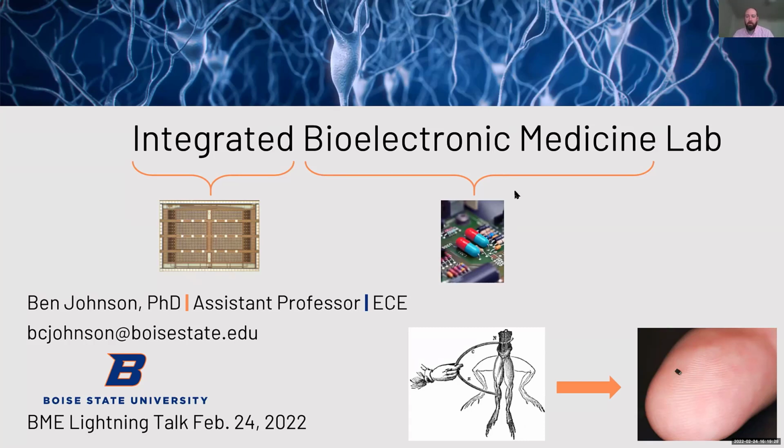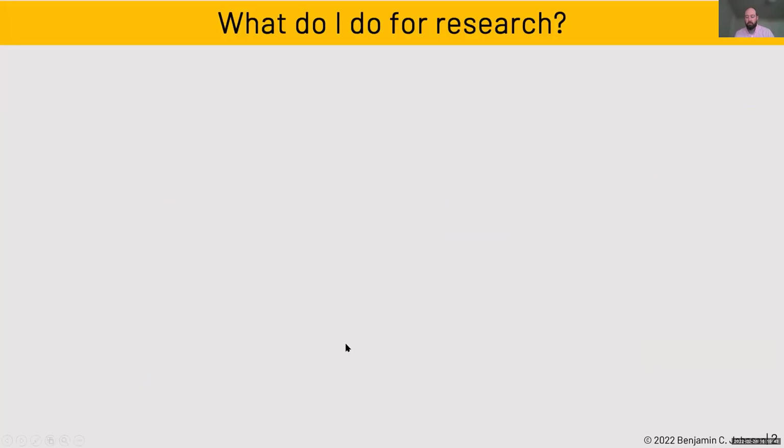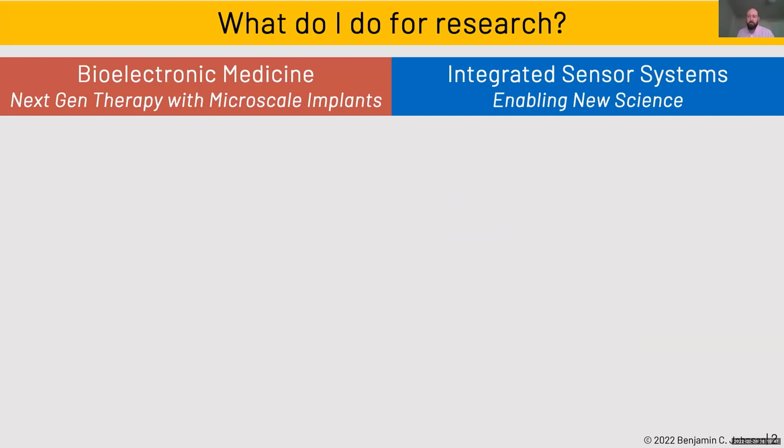Or one way to put it, our vision is really to take this kind of original stuff from Galvani way back in 1790 and turn it into these kind of nanoliter scale devices that we use to deliver therapy. So what do I actually do for research in the entirety of my group? There's two main thrusts that I work on. So first, is bioelectronic medicine, of course. So really, working toward next generation therapy with microscale implants, and then also integrated sensor systems, so enabling new science.